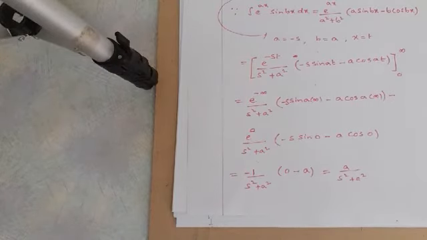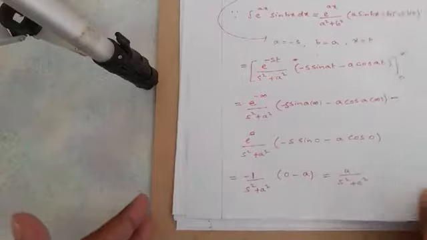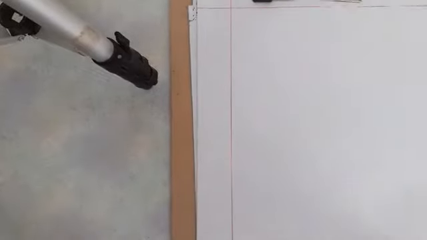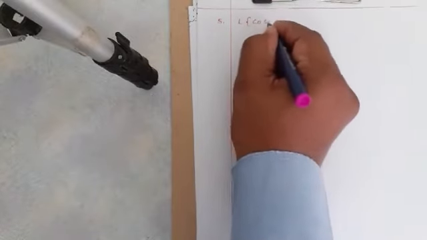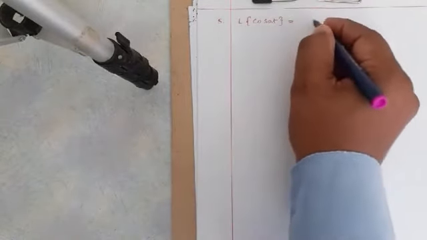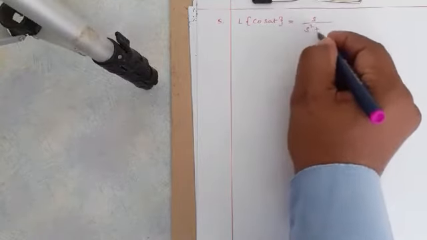Okay, so in this way we do the problems based on elementary functions by using the definition of Laplace transform. So let us go for the next problem, that is Laplace of cos at. Let us find Laplace of cos at now. This is the fifth one. Laplace of cos at is equal to s upon s square plus a square.